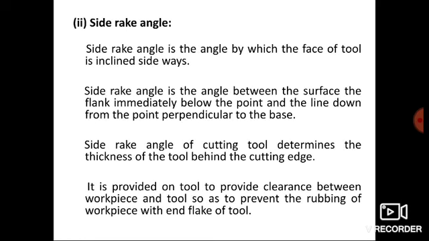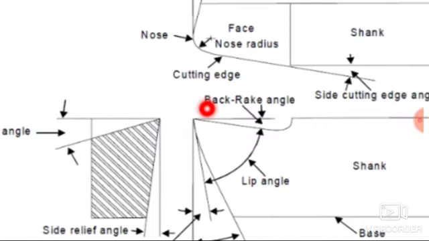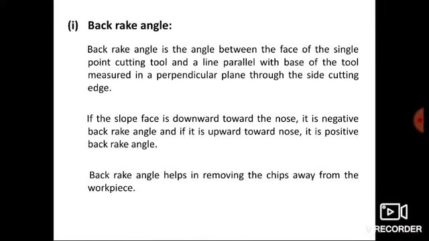And one more parameter is there, that is the nose of the cutting tool. This point is known as the nose of the cutting tool. It is not sharp, it has some radius. That is the last parameter associated with a single point cutting tool.